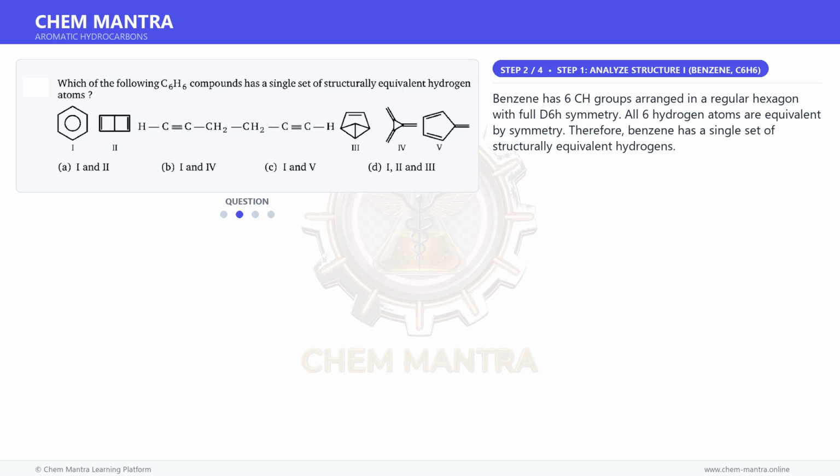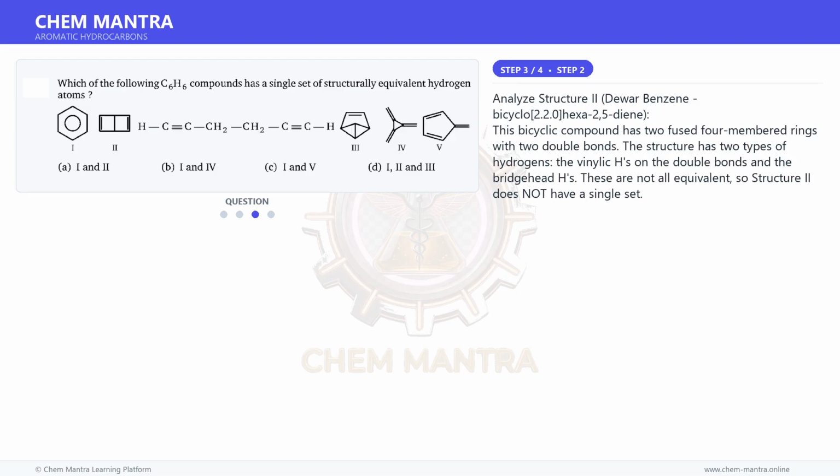Benzene has 6 CH groups arranged in a regular hexagon with full D6h symmetry. All 6 hydrogen atoms are equivalent by symmetry. Therefore, benzene has a single set of structurally equivalent hydrogens. Moving on to the next step.